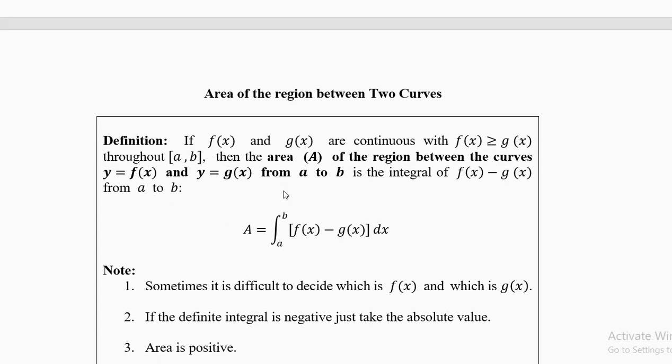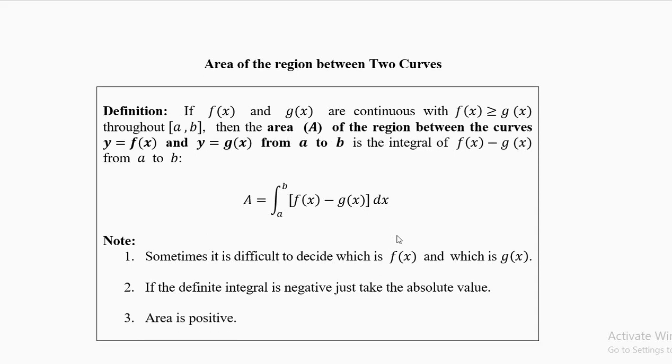Now we come to the main part of the lecture, which is area of the region between two curves. Let the two curves be defined by the functions f(x) and g(x), where f(x) ≥ g(x) throughout the closed interval [a, b]. Then the area of the region between the two curves is A = ∫ from a to b of (f − g) dx. Now this is the definition of your area.